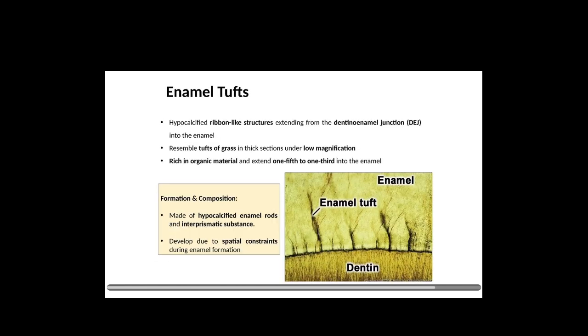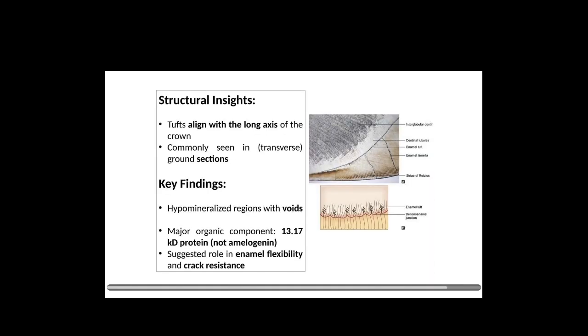Hypocalcified ribbon-like structures, known as enamel tufts, extend from the dentino-enamel junction into the enamel. Resembling tufts of grass under low magnification, they are rich in organic material, comprising hypocalcified enamel rods and interprismatic substance. These structures develop due to spatial constraints during enamel formation, extending 1/5 to 1/3 into the enamel. Enamel tufts align with the crown's long axis, often visible in transverse ground sections. These are hypomineralized regions, and a 13.17 kilodalton protein called tuftalin is present.